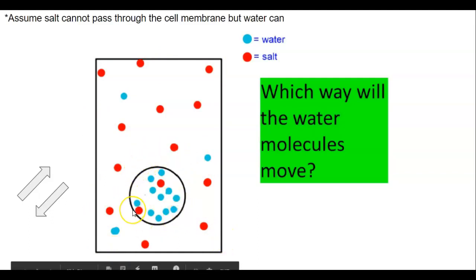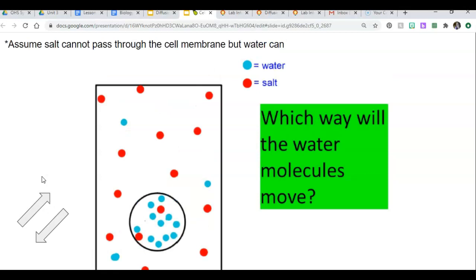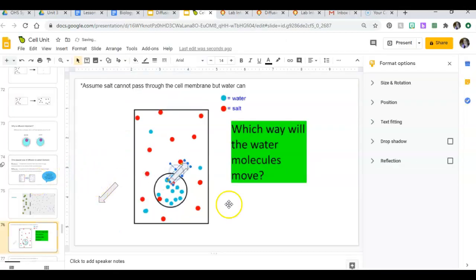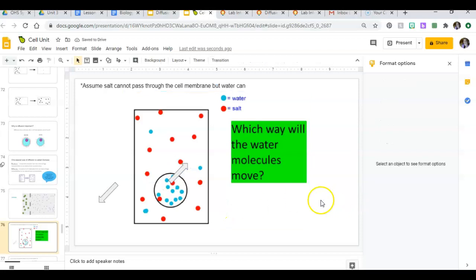So let's take a look. Do I have more water inside the cell or outside the cell? I have more inside, right? So remember, it's going to want to even out. So it always goes from a high concentration to a low concentration. So here, I can drag my arrow and show that the water molecules are going to be moving out until they get balanced, okay?